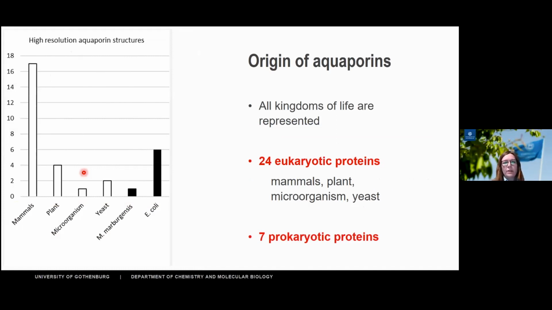Looking at the origin of the aquaporins, we can conclude that they are coming from all kingdoms of life. We have a good representation of eukaryotic proteins, the white bars. Here we have 24 in total, 17 from mammal, 4 from plant, 1 from a eukaryotic microorganism, 2 from yeast, and then we have 7 prokaryotic proteins. Here, most of those are from E. coli.